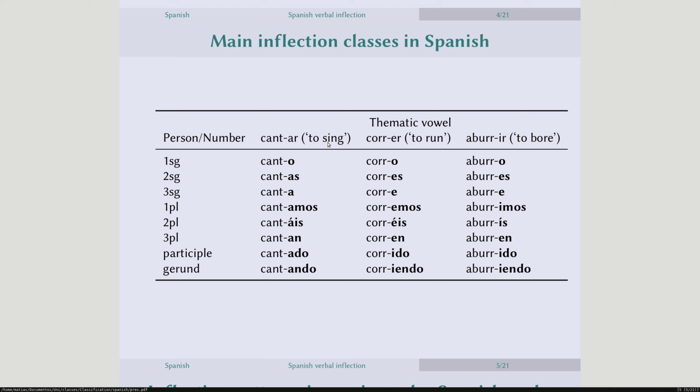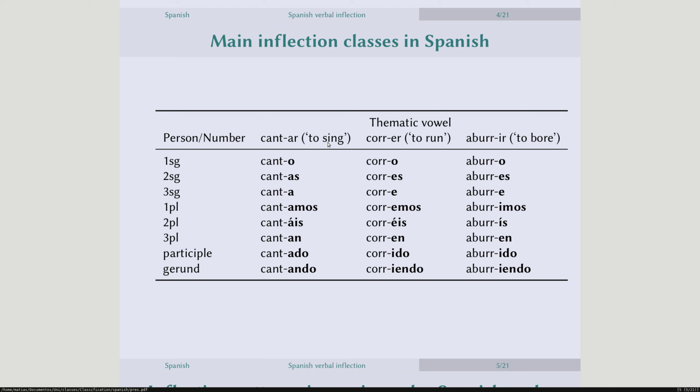This is going to be a very quick, speedy introduction into the Spanish verb inflection system. It's similar to French, I think, with slightly different markers. So very quickly, there are three main inflection classes in Spanish, and they are usually called thematic vowels, which are A, E, and I.